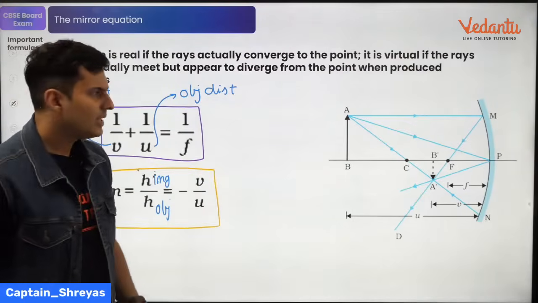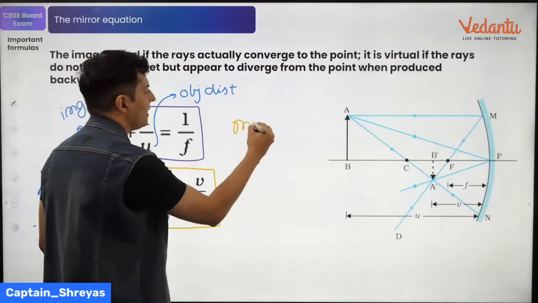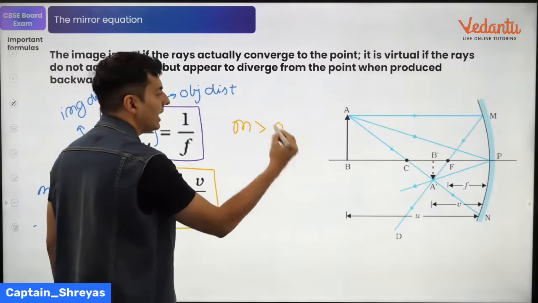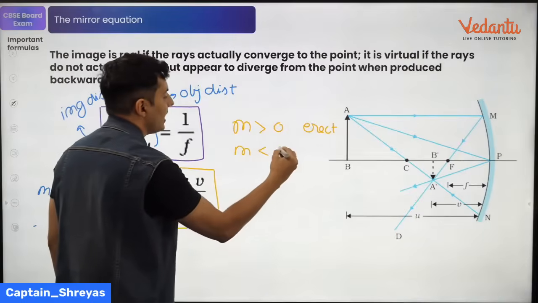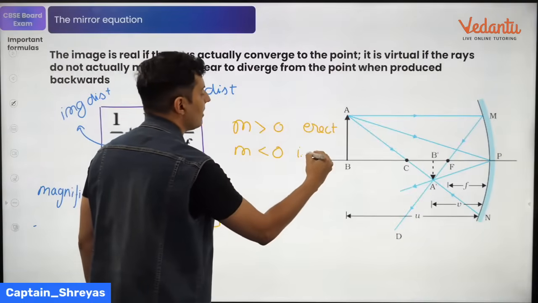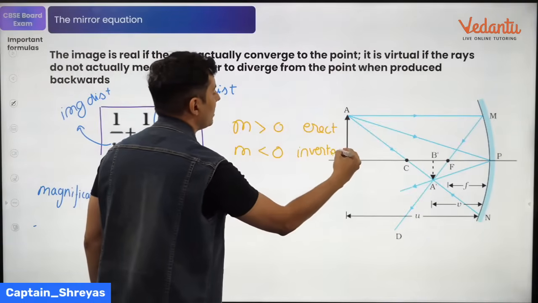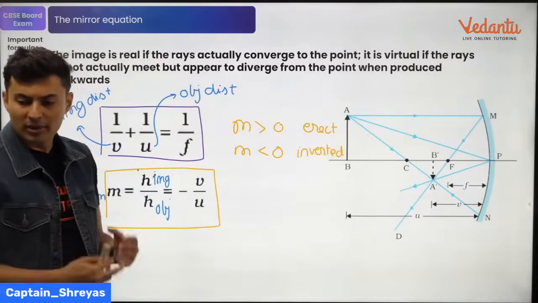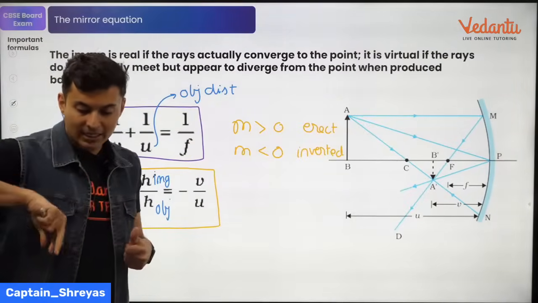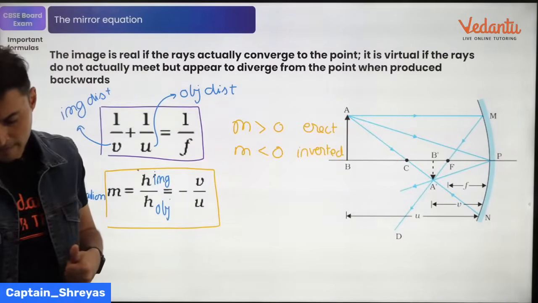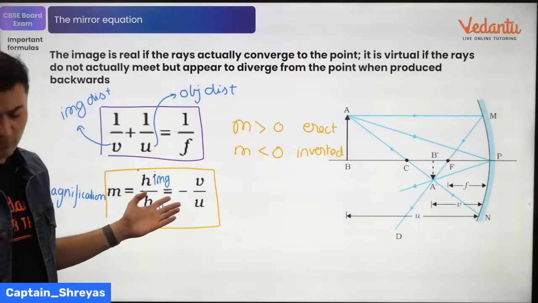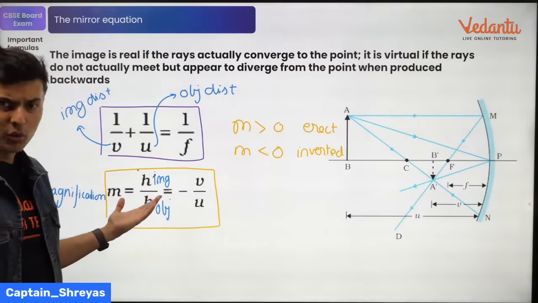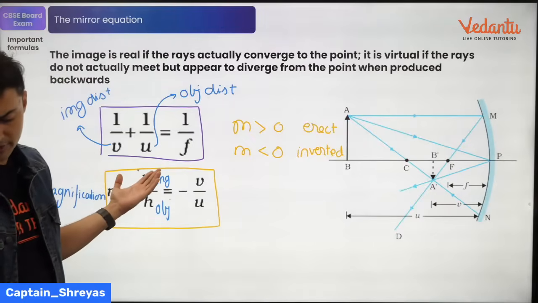See guys, if m is positive, that means the image is erect. If m is negative, that means it is inverted. That is something you can keep in mind. If it is positive, it is erect. If it is negative, it is inverted. Okay. Mirror formula derivation? Yeah, you should go through it once, definitely.